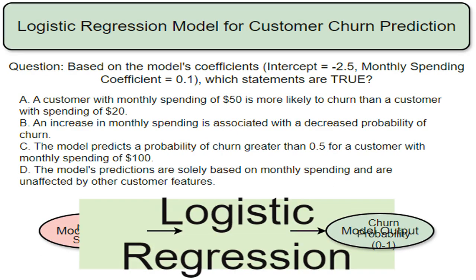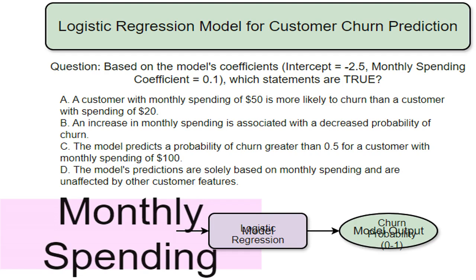This is what the model outputs. A number between 0 and 1 representing the likelihood that a customer will churn. A higher number means a higher probability of churn. For example, a churn probability of 0.8 means there's an 80% chance the customer will churn.